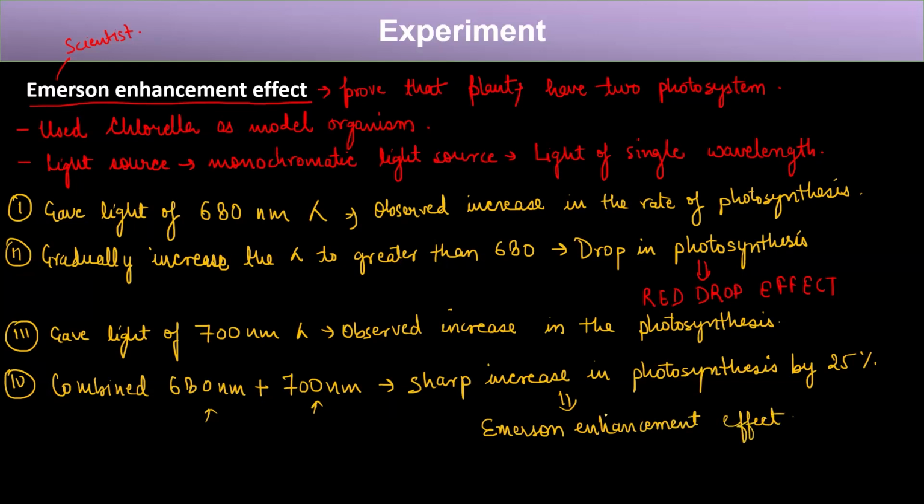And from this, he concluded what? That plants consist of two photosystems. One that gets activated at 680 nm and another that gets activated at 700 nm. Okay, so this is the Emerson enhancement experiment that proves that plants have two photosystems.